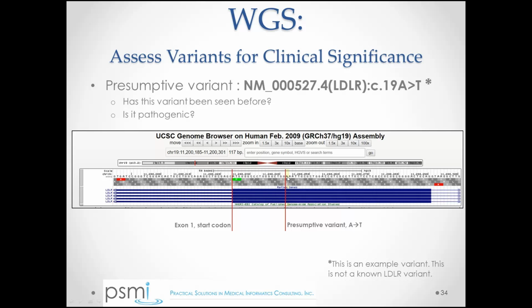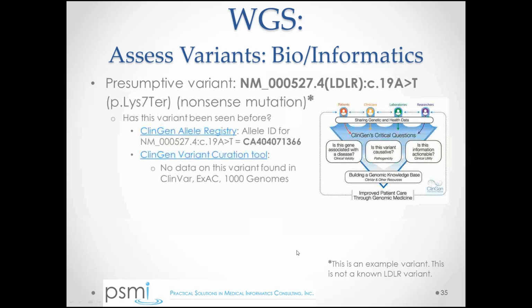Okay? So we have a presumptive variant we've seen in this patient, and now what we want to try to figure out is, well, has anyone ever seen this variant before, and is this a pathogenic variant? And by the way, this is just a made-up variant. As far as I know, this is not a known variant. It's really just for the sake of our case and our example to walk you through the process. So we have a presumptive variant, and we know that it's a nonsense mutation. And the question is, has this variant been seen before?